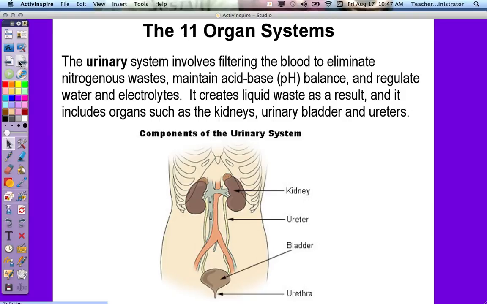It's going to create that liquid waste known as urine, and it's going to include organs such as your kidneys, your urinary bladder, and your ureters.